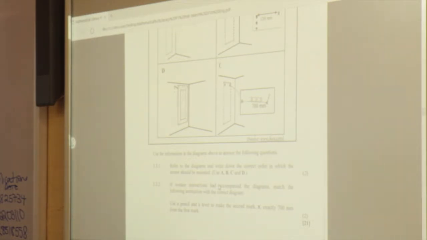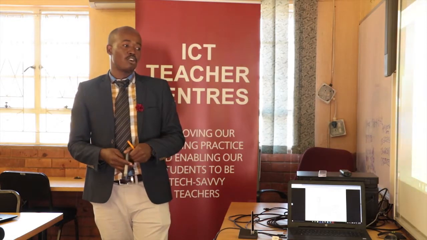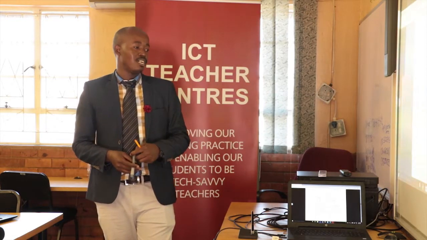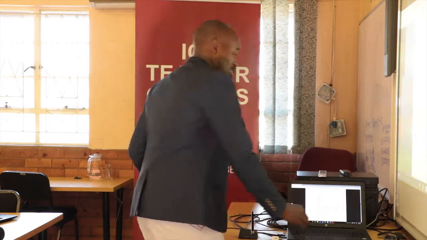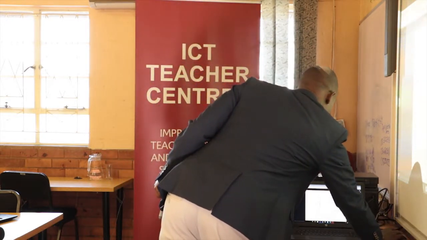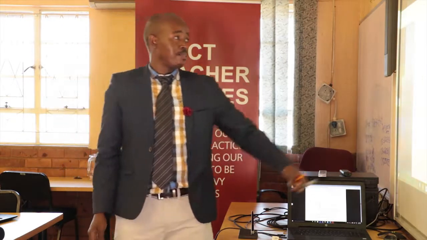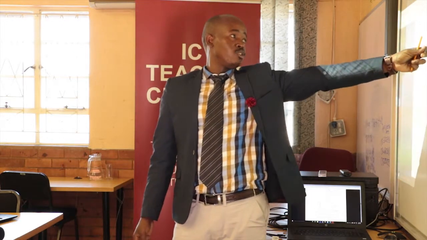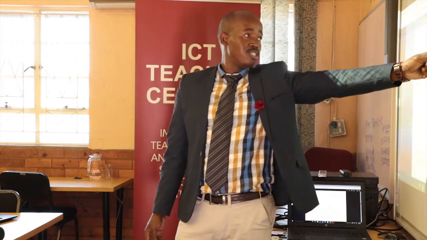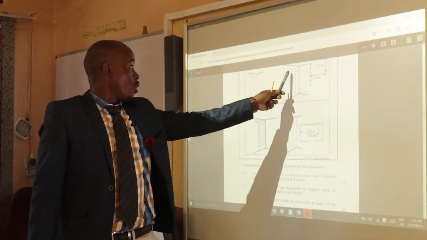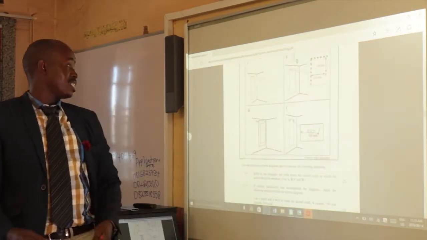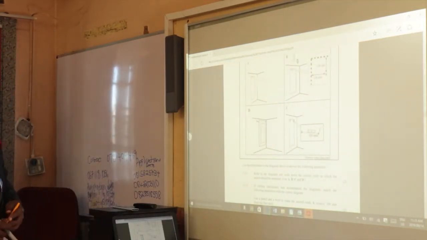The instruction is: use a pencil and a level to make the second mark X exactly 700 millimeters from the first mark. So if you understood what we were doing in 3.3.1, this question will be much easier. If you remember correctly, in picture B there is one X being made on the wall, and they're making it bigger here to show us. We made one X here, and then in picture C there are now 2 X's. So which instruction is matching? Use a pencil and a level to make the second mark X exactly 700 millimeters from the first mark.